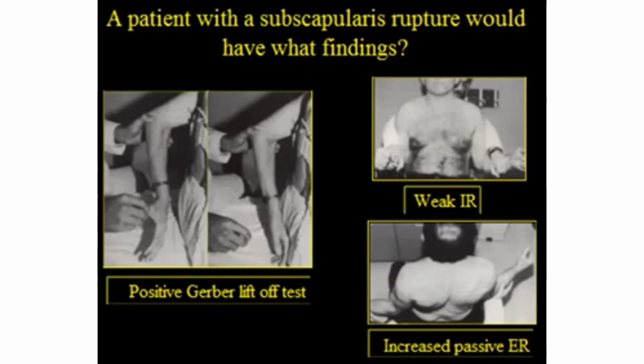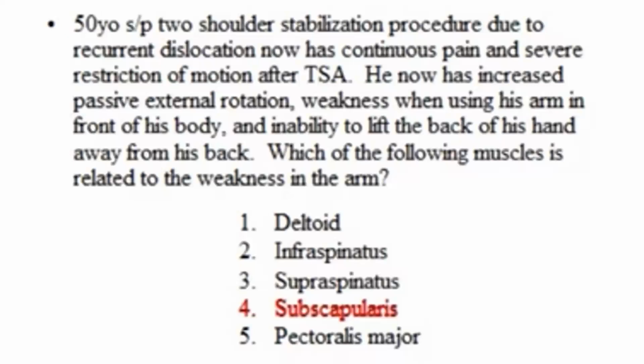Positive Gerber's lift-off test is the lift-off test when the patient has a tear in the subscapularis. إذا في خزق بالسبسكابيولاريس ما بيعود عندهم a force of internal rotation of the humerus, so they cannot lift the hand off the back against resistance. This is known as Gerber's test. Also, abdominal press test, I spoke to you. You have to pay attention to this.